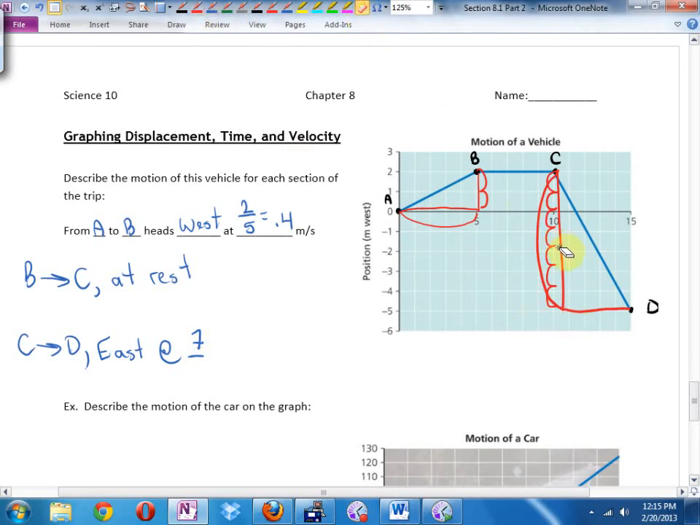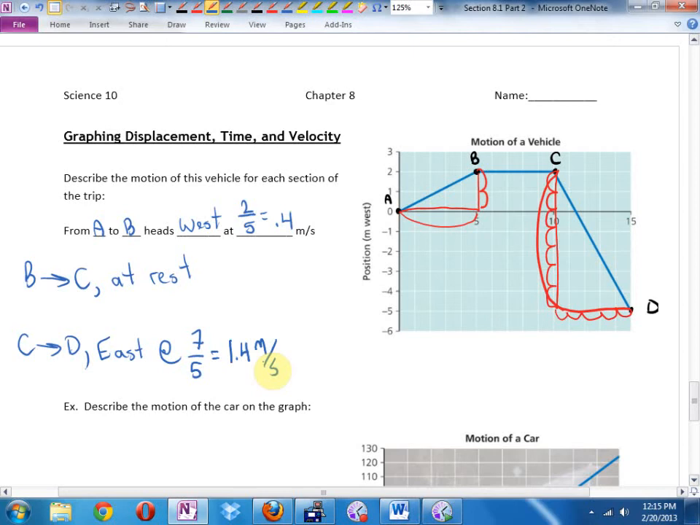Well, first I have to do a better drawing than that, Mr. Dewick. 1, 2, 3, 4, 5. 7 over 5, 1.4? You could say negative or you could say east. Okay. I don't want to say negative east because wouldn't negative east actually be west again? So I don't want a double negative, just like in math, a minus minus kind of means a plus.